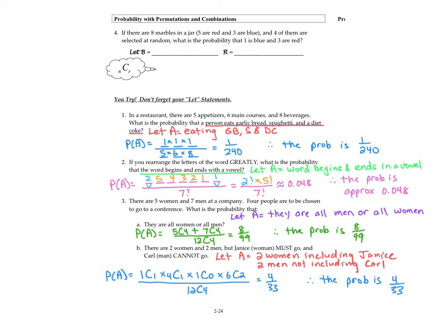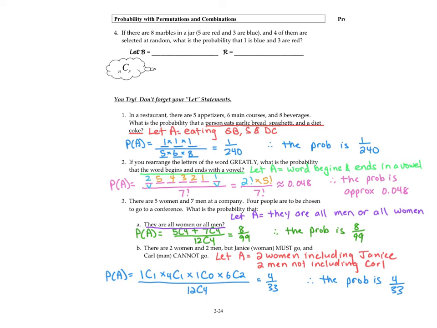For the third one, it's asking for the probability that they are all men or all women. So that's going to be your let statement, that they are going to be all men or all women. So if they're all men, if they're all women, there are 5 women. We're going to choose 4 of them. If they're all men, there's 7 men. We're going to choose 4 of them. And on the bottom is the total with no restrictions. So there are a total of 12 people, and we're going to choose 4 of them with no restrictions. That works out to 8 over 99.